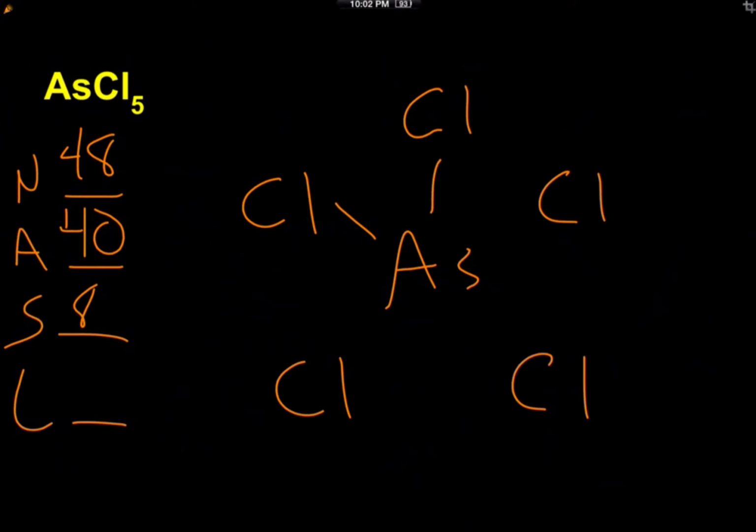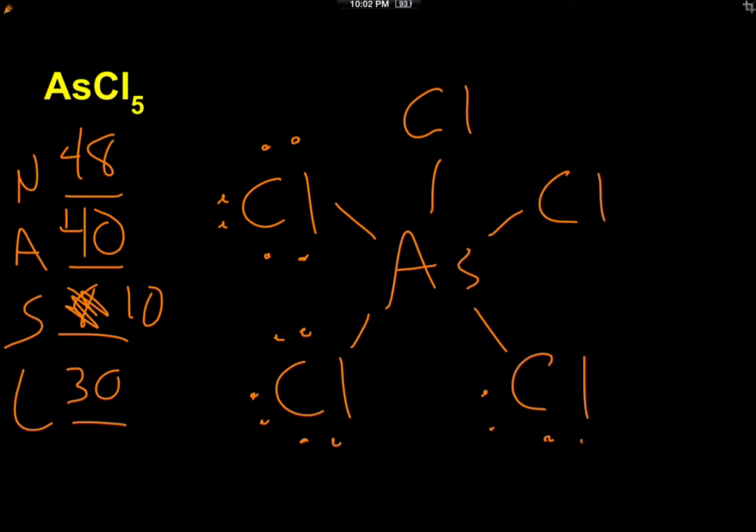Well, that makes 1, 2, 3, 4 bonds. Since we have to have another bond in order to bond to that 5th chlorine, we're going to change this from 8 to 10, and that will allow us to make that 5th bond, which means the lone pair electrons are going to be 30, and that happens to give us exactly enough to give 6 unbonded electrons to each chlorine. 6 times 5 is 30. And that gives each chlorine the 8 electrons that it wants.